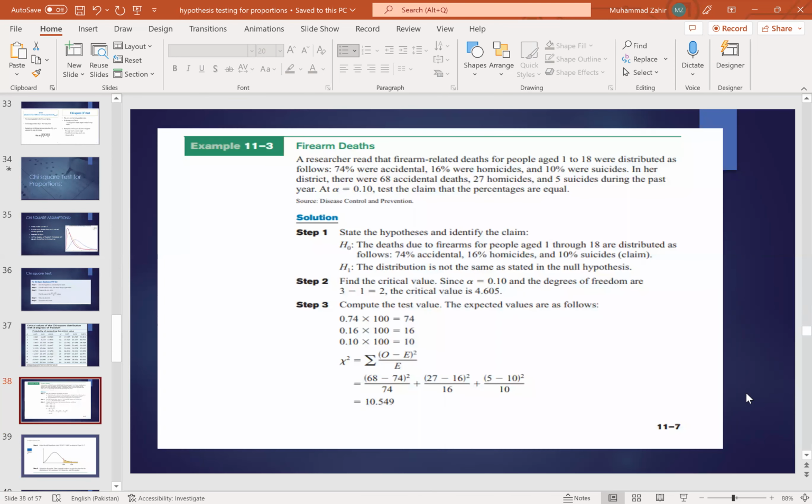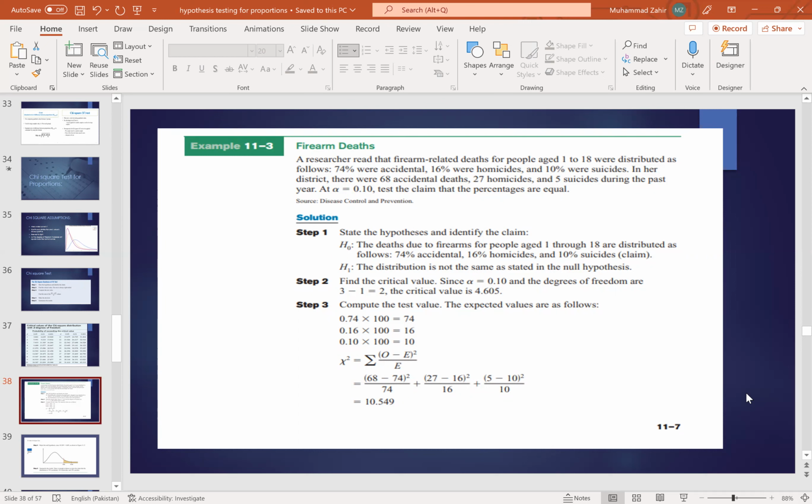Here is an example. A researcher read that firearm-related deaths for people aged 1 to 18 were distributed as follows: 74% were accidental, 16% were homicide, and 10% were suicide. In her district, there were 68 accidental deaths, 27 homicides, and 5 suicides during the past year. At alpha of 0.10, test the claim that the percentages are as stated.